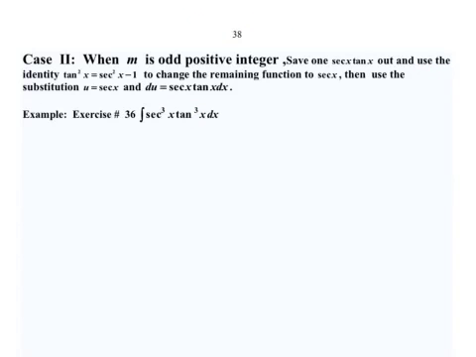Now case 2, when m, which is the power of tan, is an odd positive integer. In this case we are going to save secant tan out and then change everything into secant. Let us see this example.